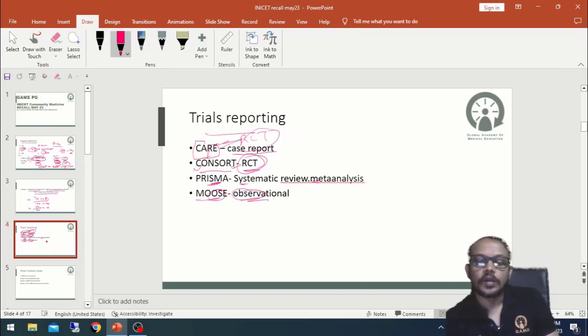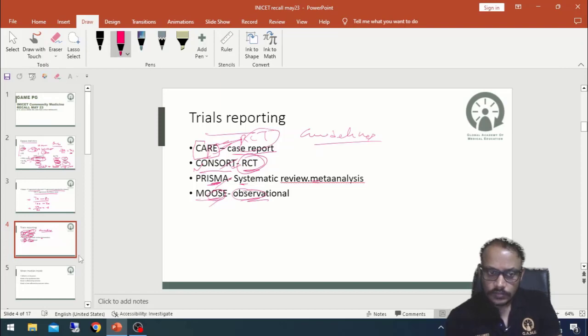So, trial reporting guidelines are basically these: CARE guidelines, CONSORT guidelines, PRISMA guidelines and MOOSE guidelines. CARE guidelines are basically for the case report, CONSORT for the RCT, PRISMA for the systematic review and meta-analysis, and MOOSE for the observational.